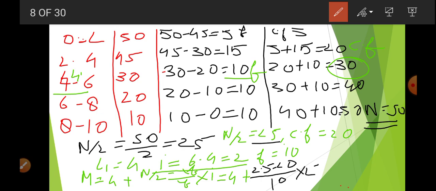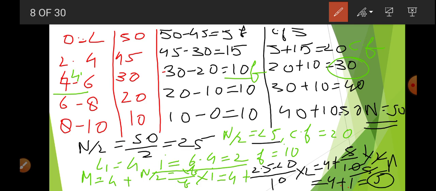So when we do it, it becomes 4 plus 5 upon 10 multiplied by 2. So 2 5s are 10, 5 5s are 1. So it becomes 4 plus 1, that is 5. So the median is 5. This is your answer. Median is 5. Okay, student.